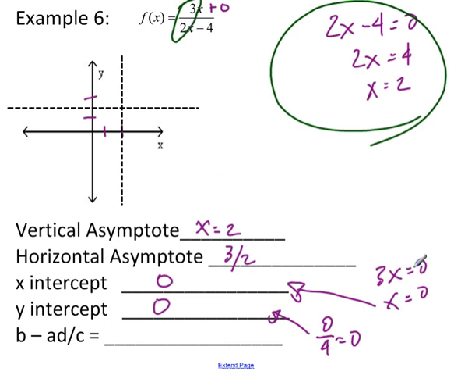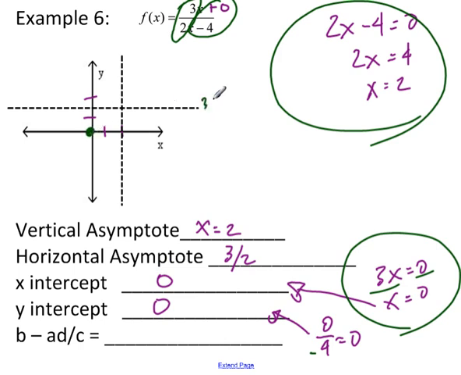X-intercept, you take your top equal to 0 right here. It's 3x equal to 0. So 3x equals 0. When you divide by 3, 0 divided by 3 just makes 0 still. And our y-intercept is also the back numbers, which is 0 over negative 4. So that also is 0. So we've got all our stuff. That means we're going through 0 here. I've got my 2 intercepts here at the 3 halves and at x equals 2.